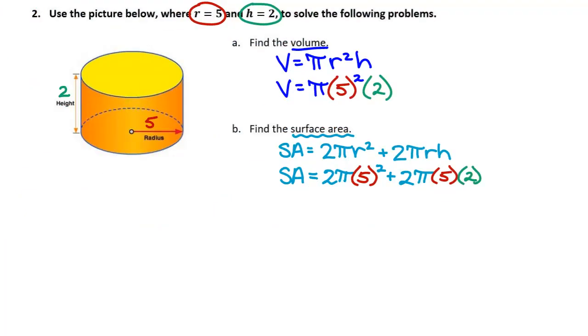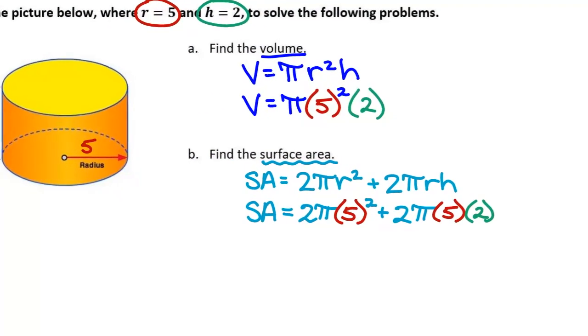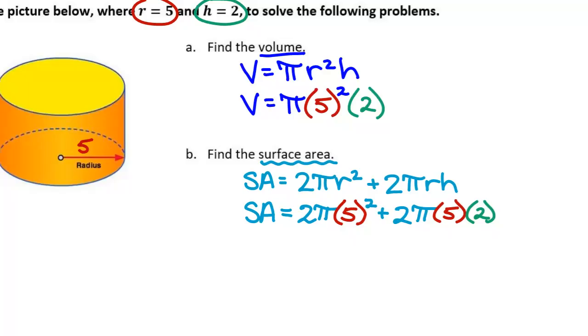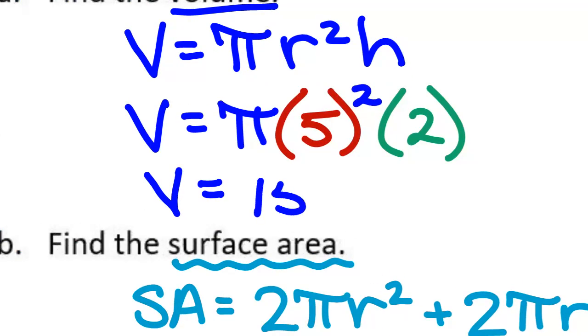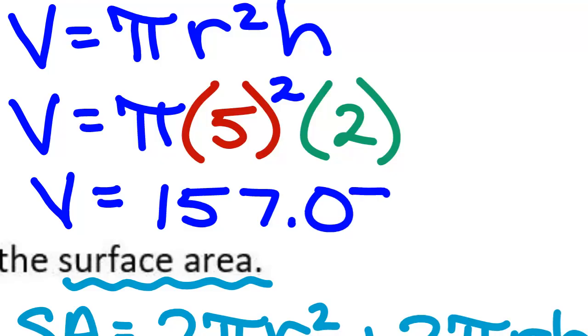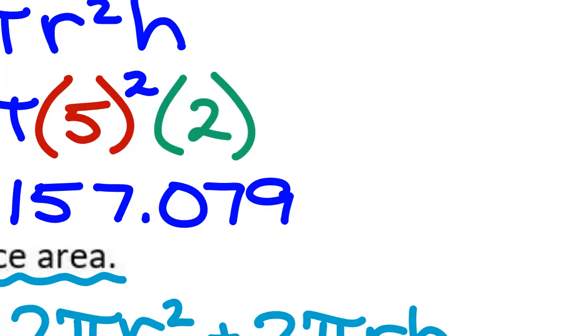All right. Let's write down what you got. Volume, pi r squared times the height. So pi times 5 squared times the height of 2 gives us a volume of what? 157.079 units cubed, yes.